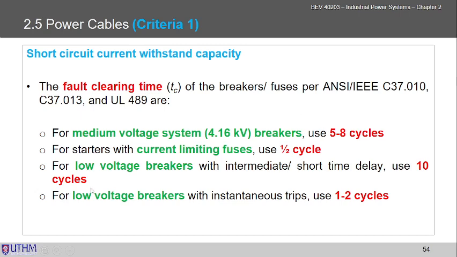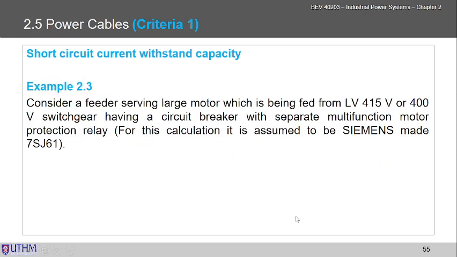For low voltage breakers with intermediate or short time delay, we use 10 cycles. For low voltage breakers with instantaneous trips, we use 1 to 2 cycles. This is for instantaneous trip, so it is much shorter as compared to the conventional types of circuit breakers.